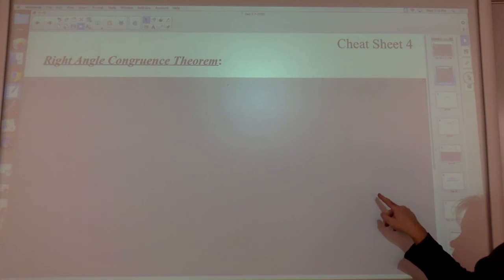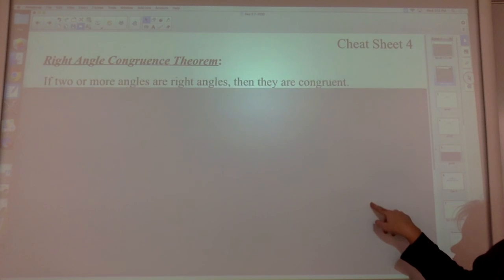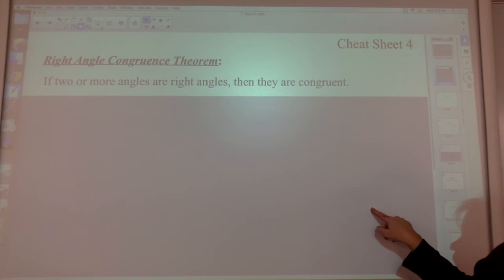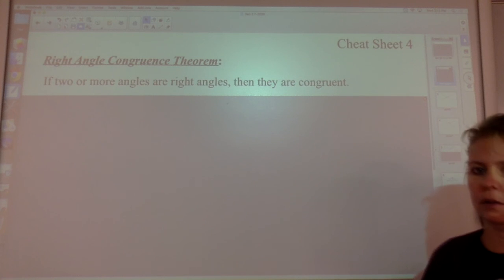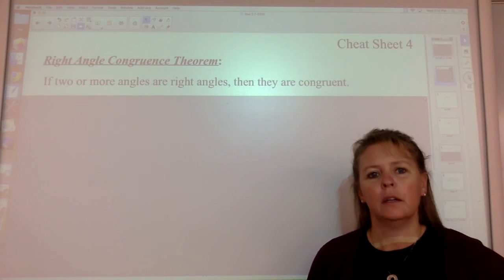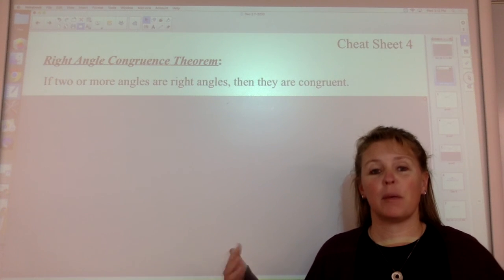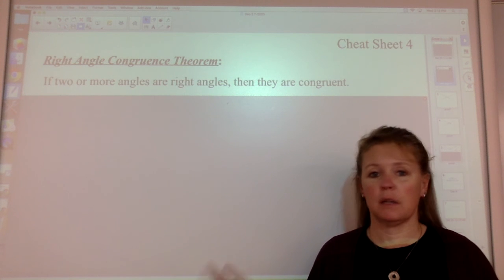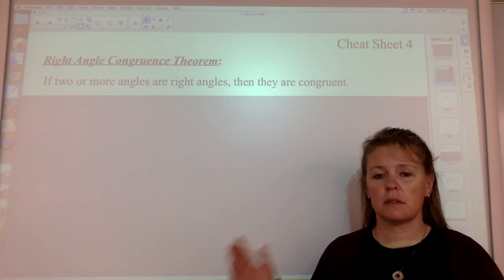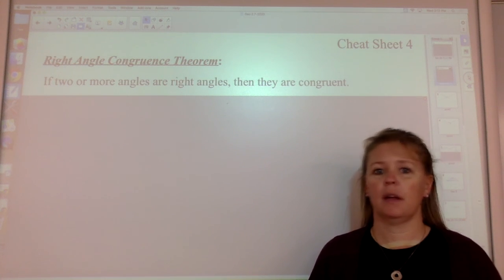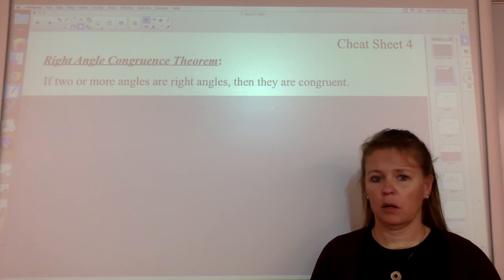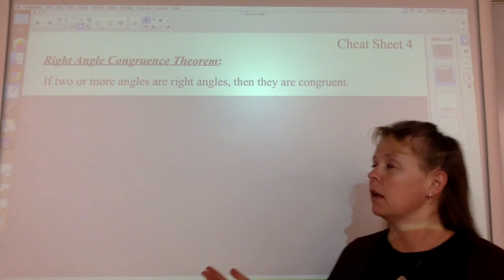We have the right angle congruence theorem to kick us off. If two or more angles are right angles, then they are congruent. Yeah, no kidding. I think that's a pretty obvious one, but we have to have a name for all these things. We have to have a reason. If you have two angles that are right angles, then they are congruent. If you have three angles that are right angles, then they are congruent. If you have 10 angles that are right angles, then they are congruent.